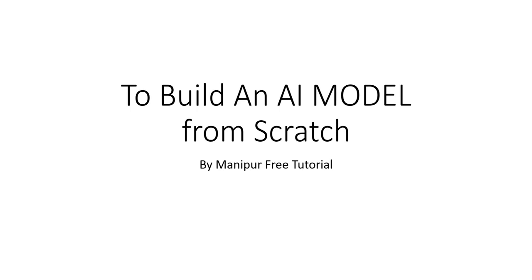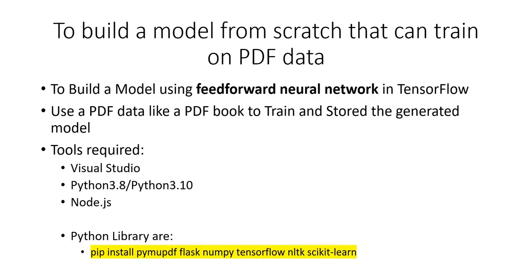Today we are going to discuss how to build an AI model from scratch. To build a model from scratch that can be trained on PDF data, the source of the data should be in PDF format. It can be a PDF book, a story, or any translation. Whatever data you have in PDF, I'm going to use it as a source for training.